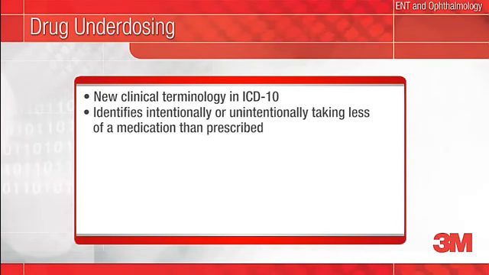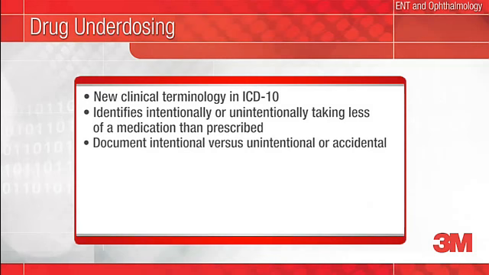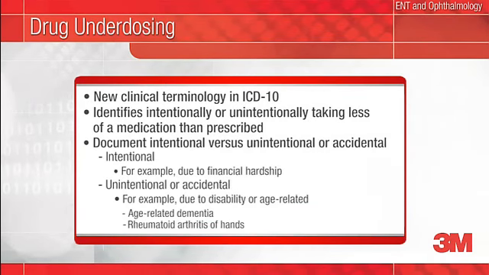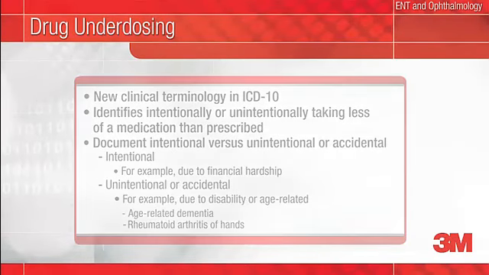Underdosing identifies situations in which your patient has taken less of a medication than prescribed by you, either unintentionally or intentionally. Document in your notes why the patient isn't taking the correct amount of their medication and the associated condition. For example, patient did not take the entire course of antibiotics because she felt better and didn't think she needed to take the rest.